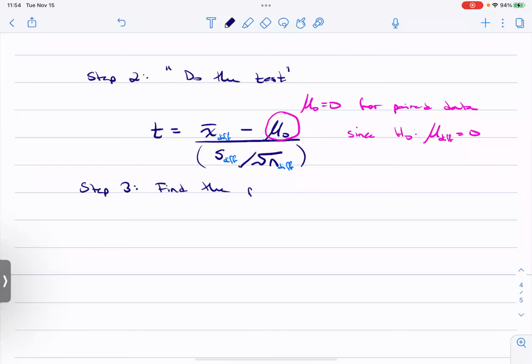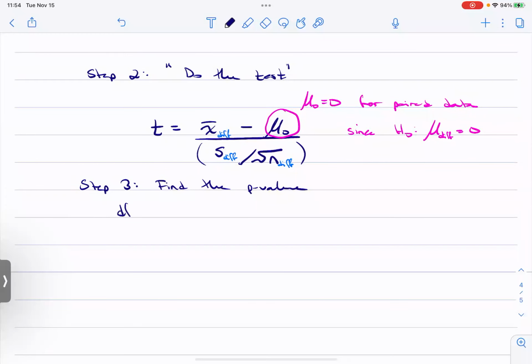Find the p-value, which means we need the degrees of freedom, which again is going to be n diff minus 1. Then use the probability calculator to find the appropriate p-value.